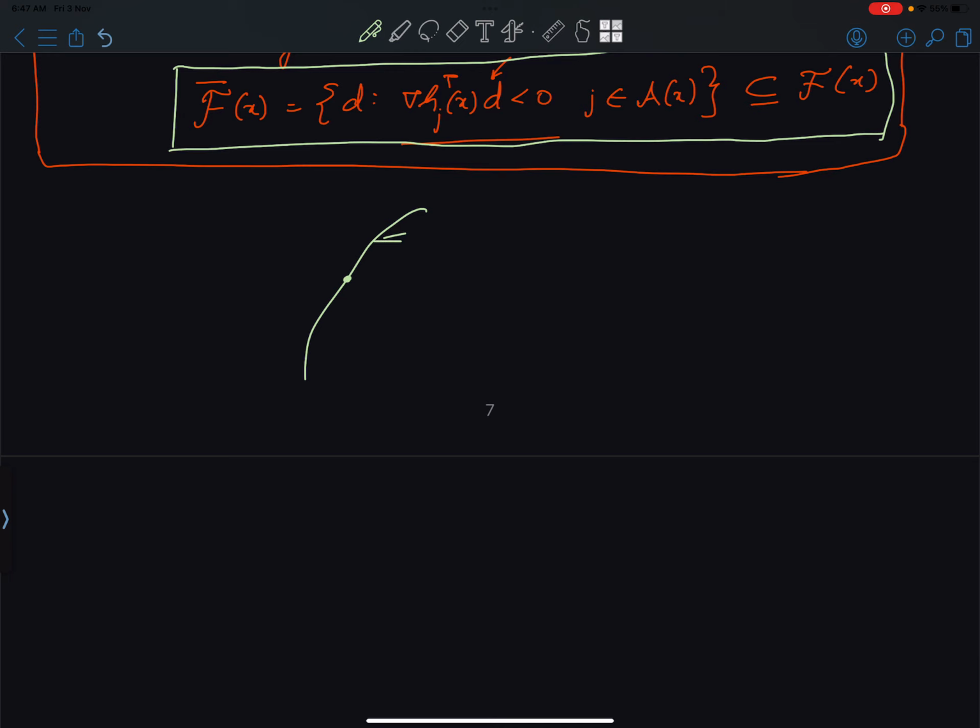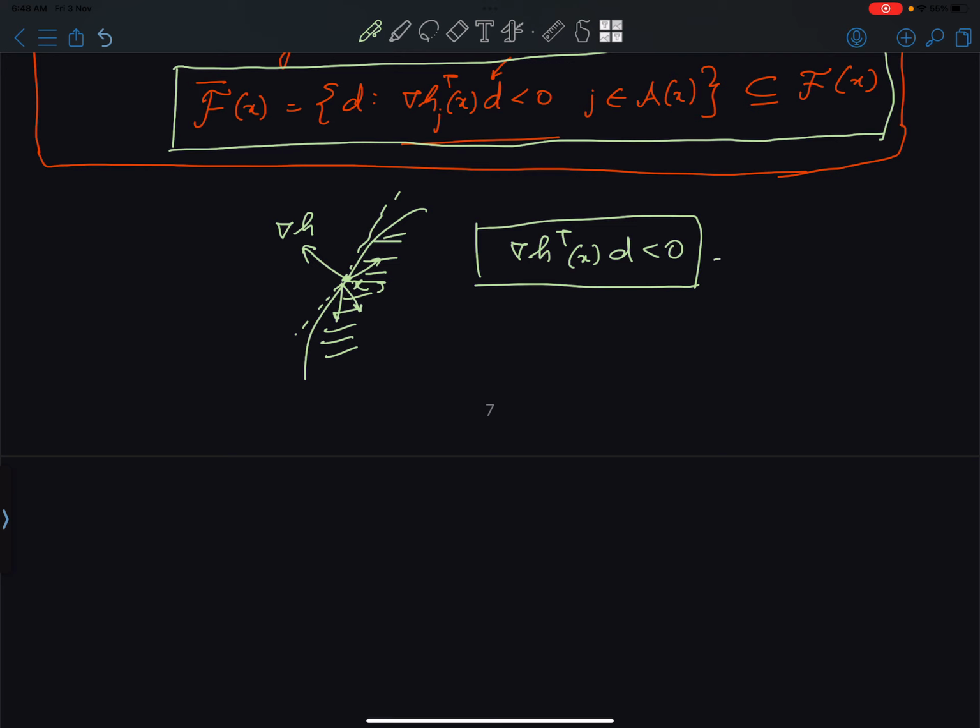And this side is basically my feasible direction side. So the gradient of h at this particular x looks something like this, right? So all the feasible directions should make an obtuse angle with this. So basically h transpose d should be less than 0, will give me feasible directions.